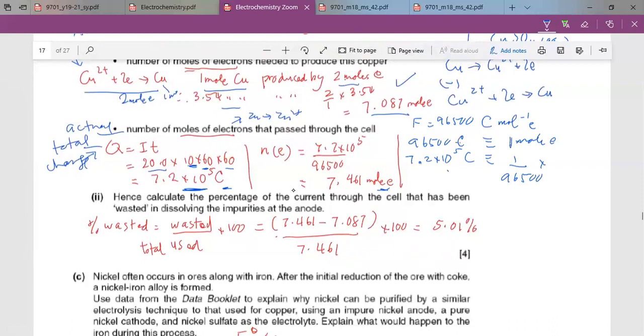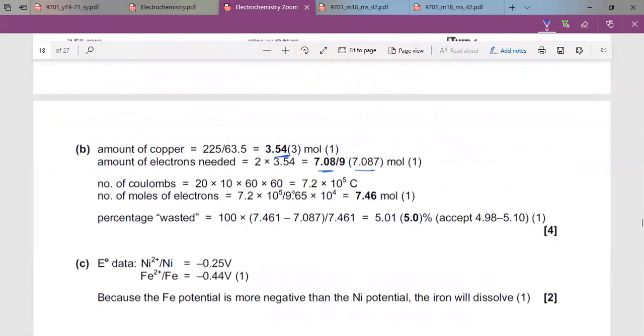It's 1 over this, not this over this. X over 1 equals this over this, whatever. You know how to do that. And 7.2 times 10 to the power of 5 here. So this is the 1 here, right? So 7.461 moles of electrons. So here 7.461, right? The whole thing is 1 mark. 7.46 moles of electrons, right?